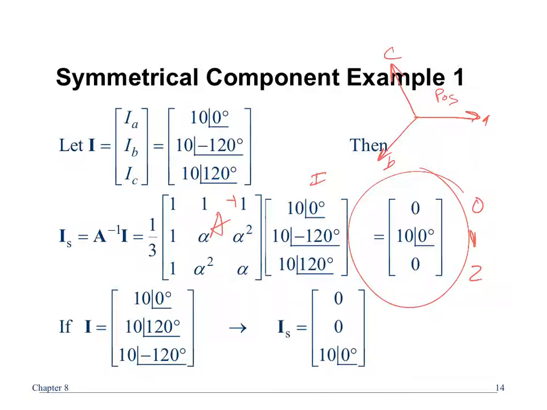If you don't, then guess what? This work doesn't make sense. It's broken. So you get exactly what you expect to get. When you have a perfectly balanced ABC system, you should only get positive sequence rotation.